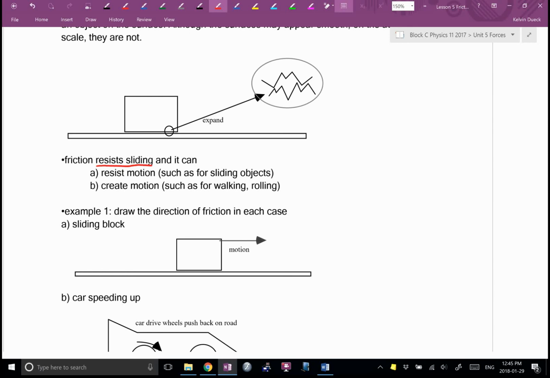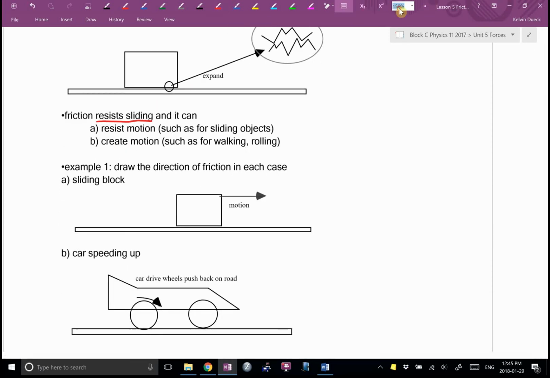It can also create motion, though, for walking and for rolling. I tried to convince you that when you're walking with your feet, you actually push backwards. The feet are not what push you forwards. It's friction between your feet and the ground that pushes you forwards, and that's why you can't walk on ice very well.